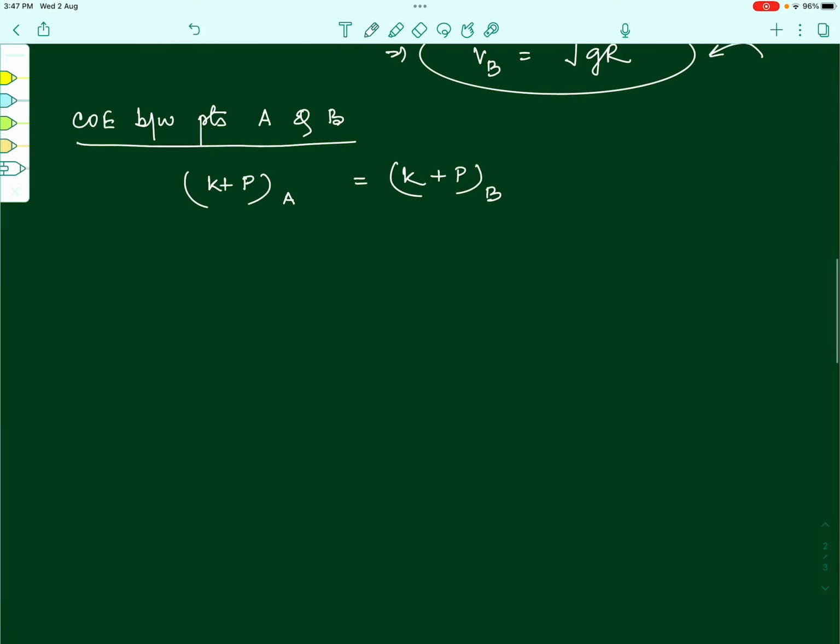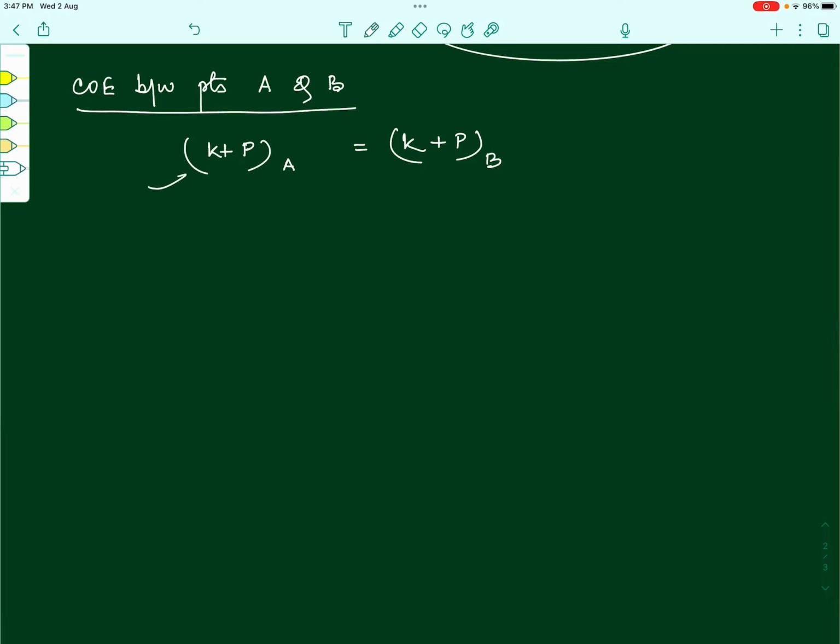Let us substitute all the values. Kinetic energy at A is half mv naught squared, plus the potential energy at A, which we have considered to be 0, is equal to the kinetic energy at B, which will be half mvb squared, plus the potential energy at B, which is at a height of 2r from the point A, it will be mg into 2r. Okay, so this is our law of conservation of energy between the points A and B.